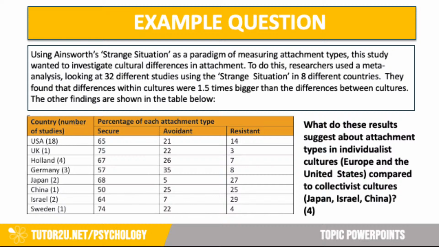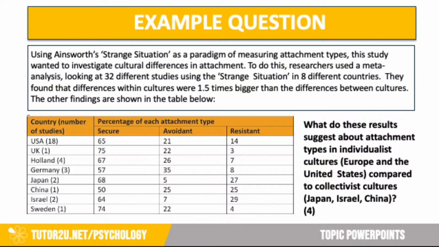Okay, so this is the one that you're going to have a go at in a minute. So if we look at the question then, I think if you're familiar with the study, you'll recognise that it's Van Ijzendoorn. But if you look at the question, using Ainsworth's strange situation as a paradigm of measuring attachment types, this study wanted to investigate cultural differences in attachment. And so they used a meta-analysis. They've got 32 different studies using the strange situation in 8 different countries. They found that differences within cultures were 1.5 times bigger than differences between, and then the other findings are shown in the table.